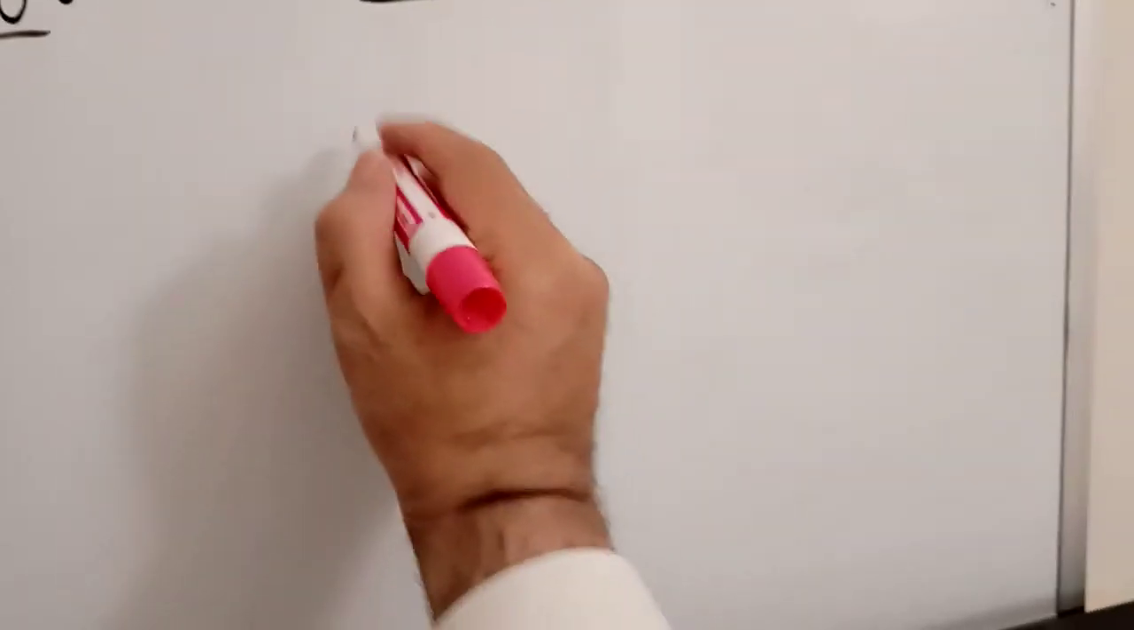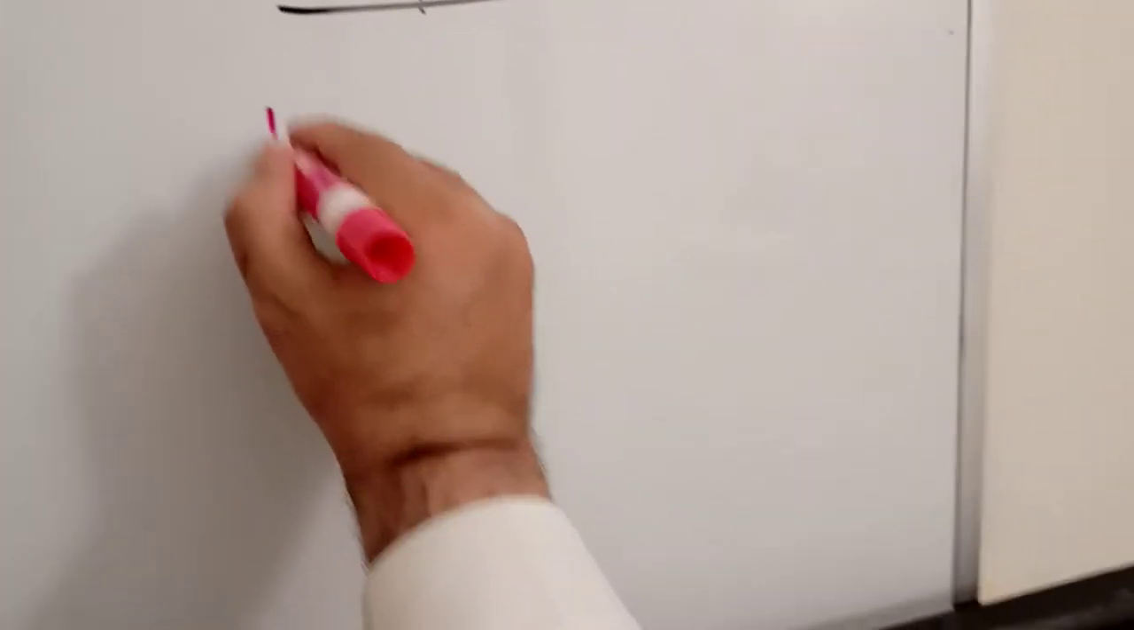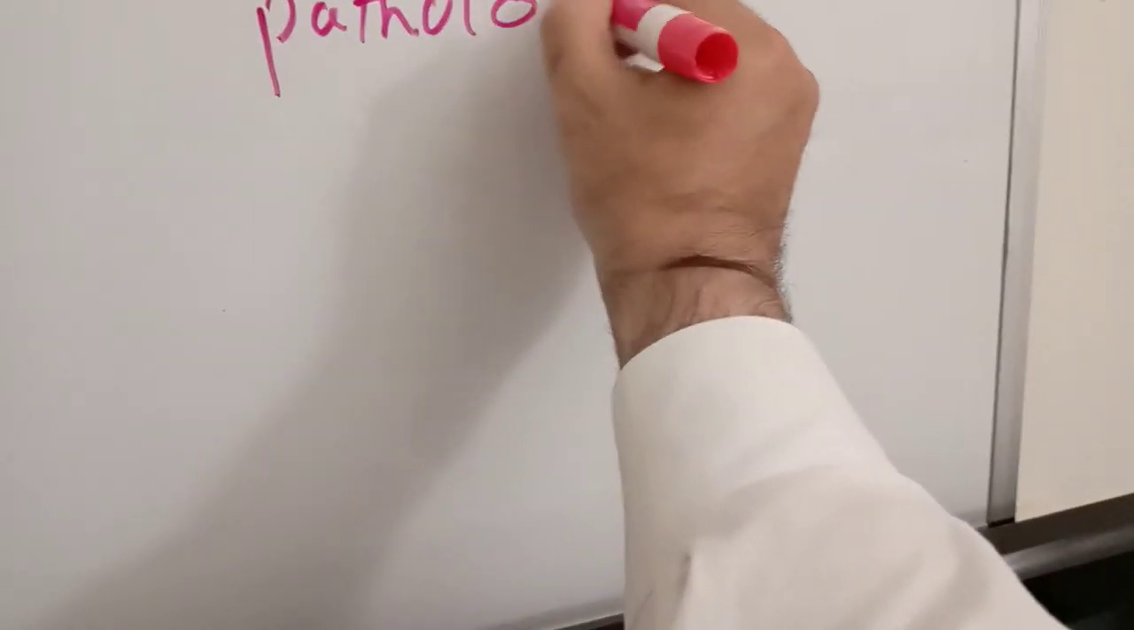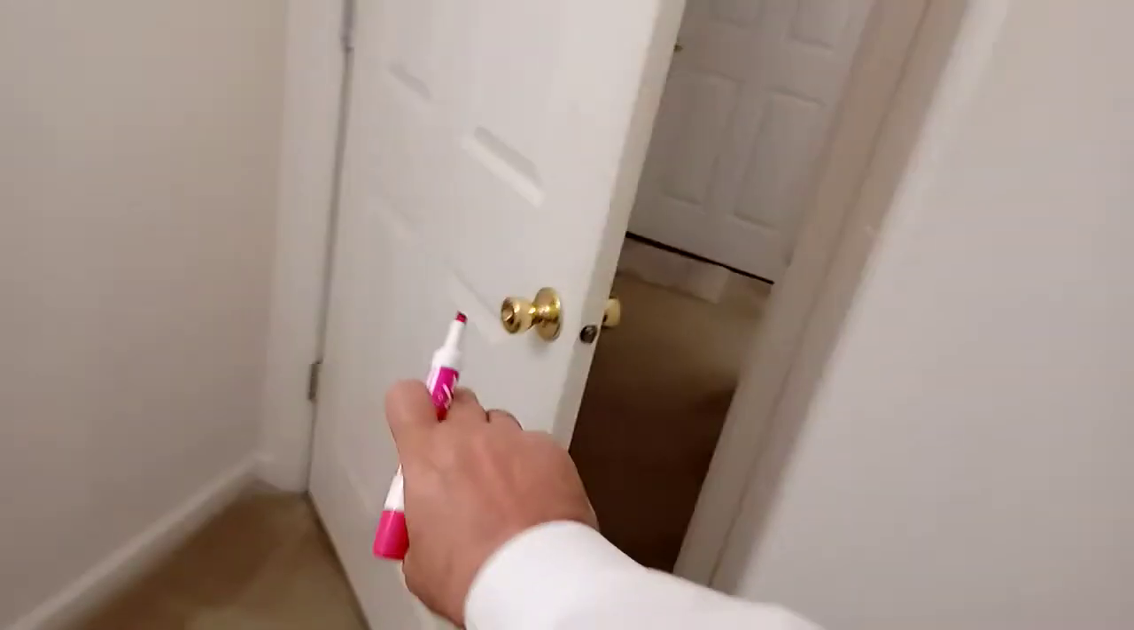Now, next I'm going to tell you suffixes which mean pathology. Path means disease and logy means study of. Pathology means study of disease. So these words which are used as suffixes have the meaning of diseases. Now I am going to use them.